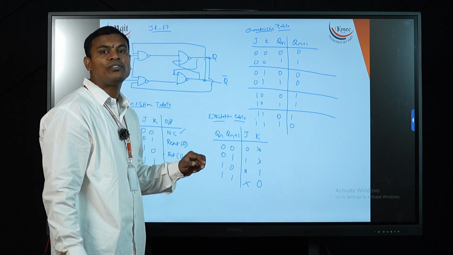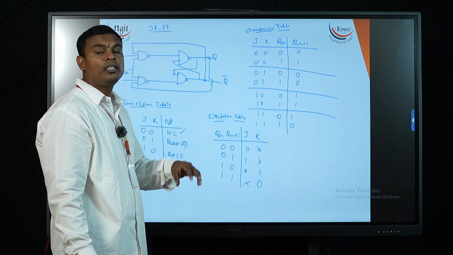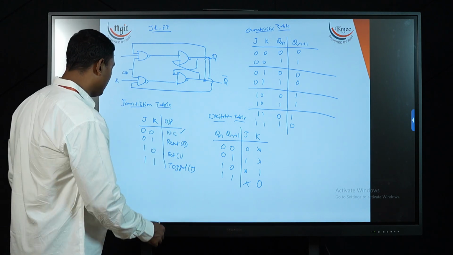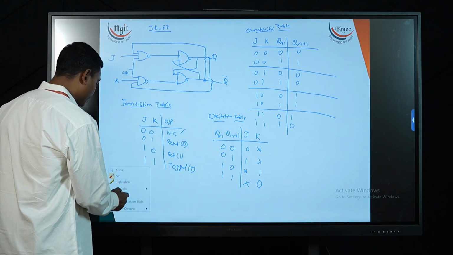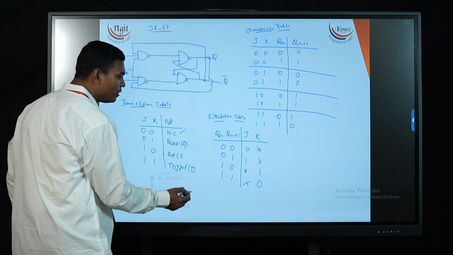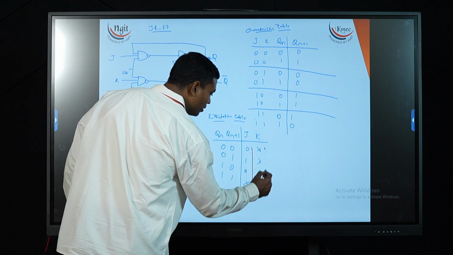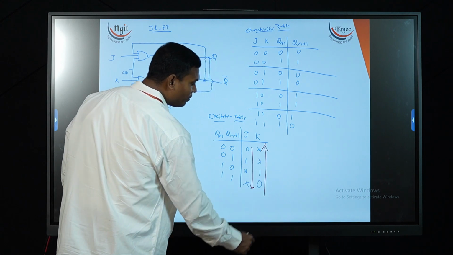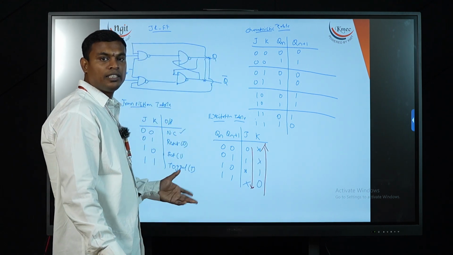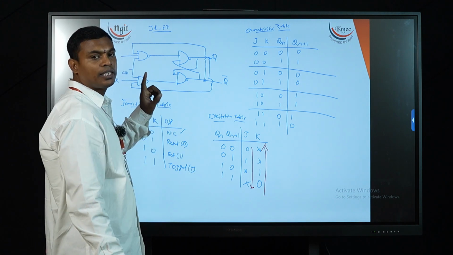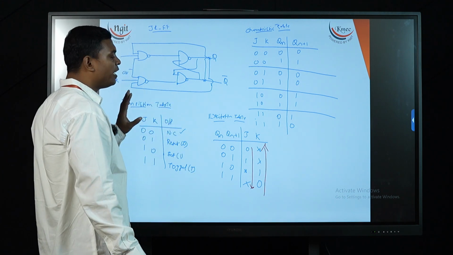I told you for SR flip-flop that I need to observe the flow of my output values, whether it is in the reverse order or not. Let's see: 0 don't care, 1 0... it should be in reverse order, don't care 1 0, right. It is in reverse order, which means the values calculated for my JK flip-flop are absolutely right.